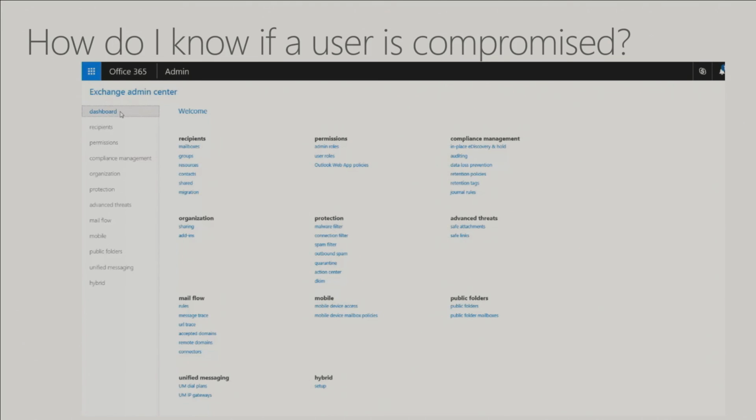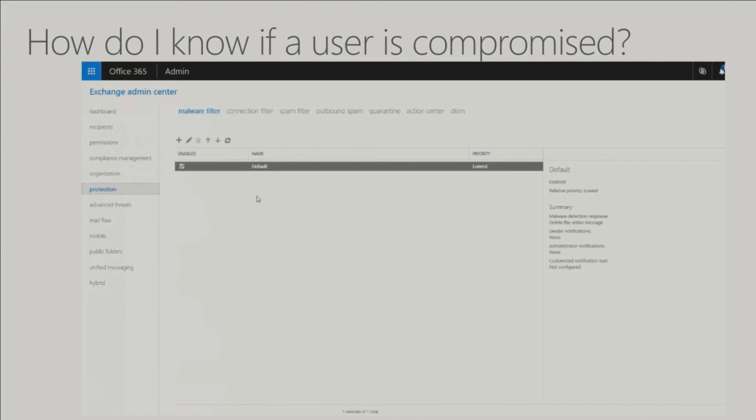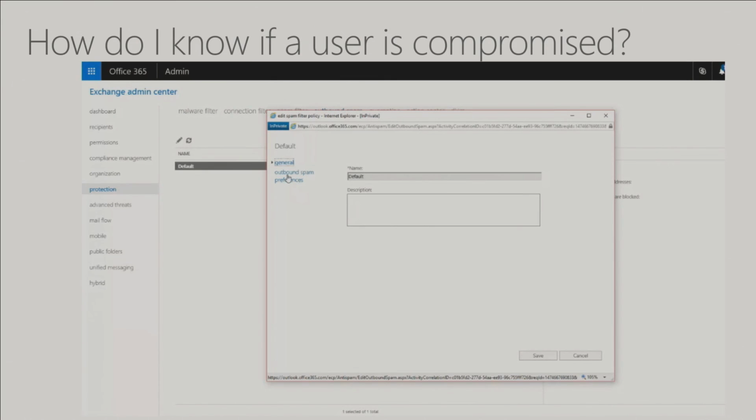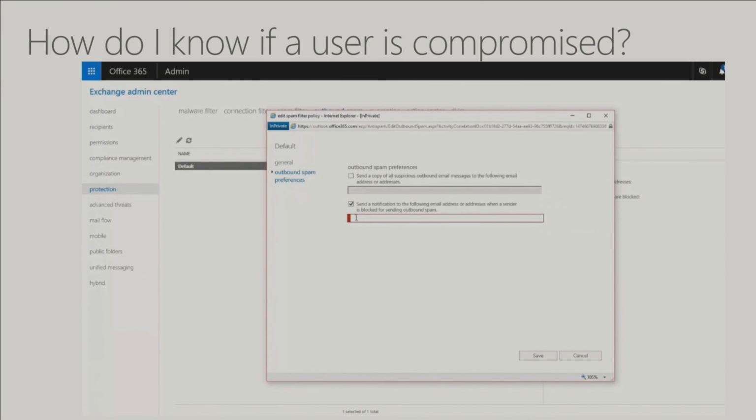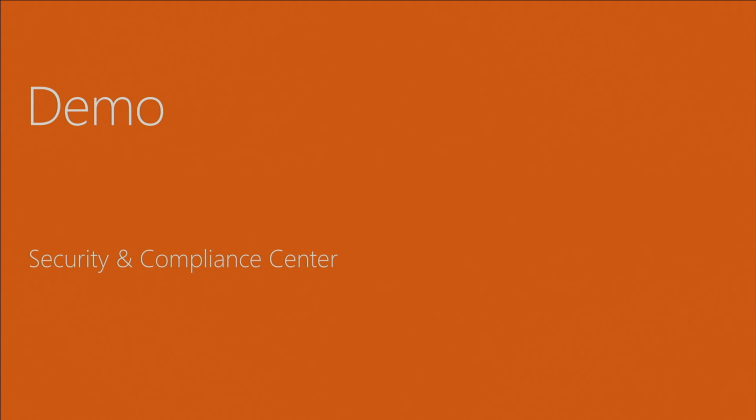Sometimes it is perhaps because the user is compromised. So we do have the ability for you to go into the admin console, go to the protection tab, click on outbound spam, and add a policy where you can set up a notification that emails yourself, your help desk, what have you.